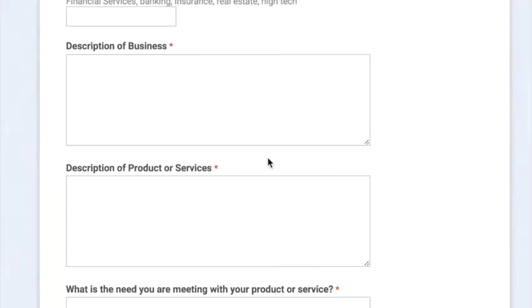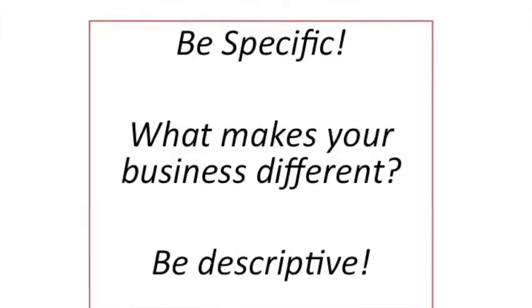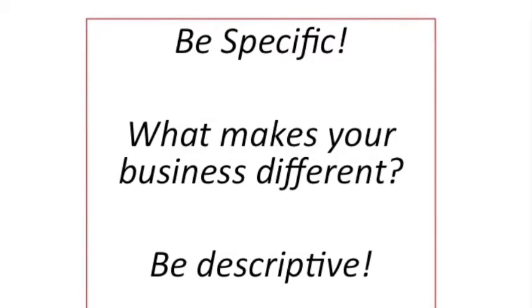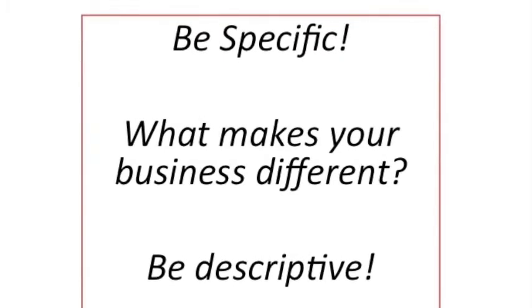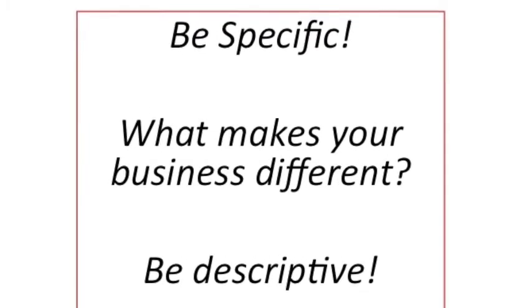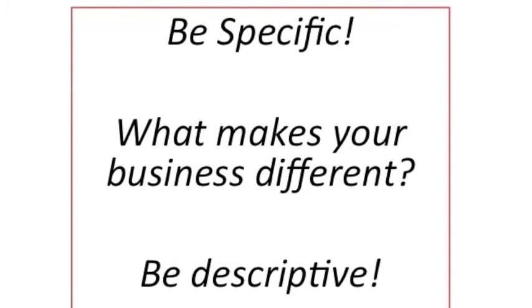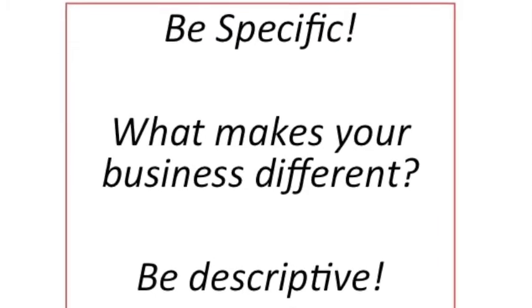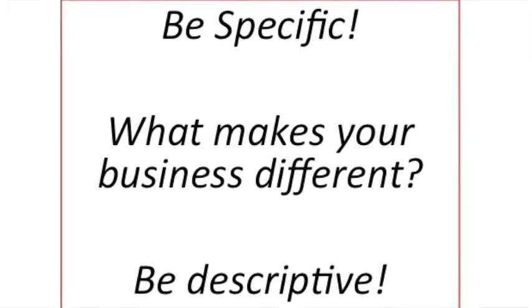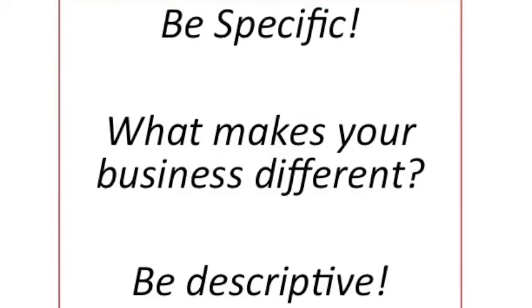In this section, we ask you for a description of your business, a description of your product or service, and a description of the need that you're meeting through your product or service. As you complete the application, we ask that you be as specific as possible. Be sure to include information about what makes your business different. Is there anything about your business, product, or service, or your approach that sets your business apart as distinct?